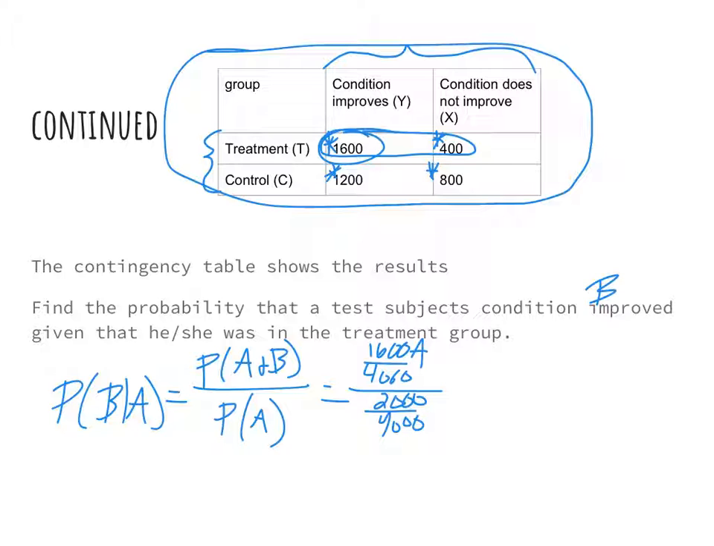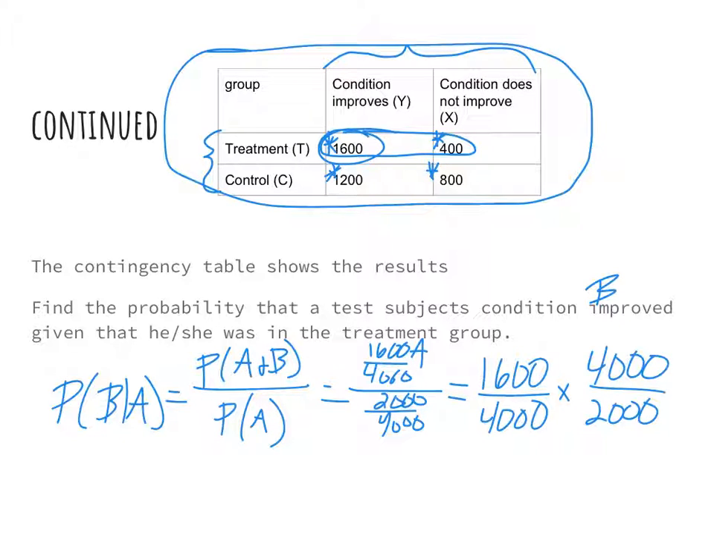So now we've got a fraction divided by a fraction. Generally we don't like dividing fractions by fractions, so in order to change that, we're going to turn that into a multiplication by the reciprocal of the bottom. So instead of dividing by 2000 over 4000, we're going to multiply by 4000 over 2000. When we multiply fractions, you'll notice the 4000s should cancel each other out. And we've got 1600 over 2000. A couple of these zeros will cancel out, so I'm at 16 over 20, and I can simplify that even further down to 4/5. So the probability that their condition improved, given that they were in the treatment group, should be 4/5.